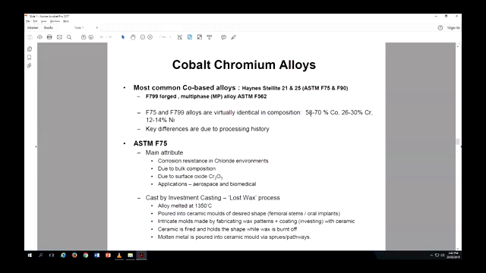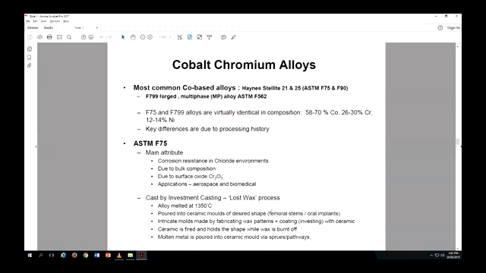So this one has almost like 70% cobalt. Obviously, it's a cobalt chromium alloy, but then it's got chromium 26 to 30%, and then some nickel as well. The main attribute of the F75 is actually its corrosion resistance, especially in chloride environment, because of the composition it's got. The surface chromium oxide is going to give you a lot of good resistance to corrosion as well. And that's why it's used a lot in aerospace and biomedical applications.